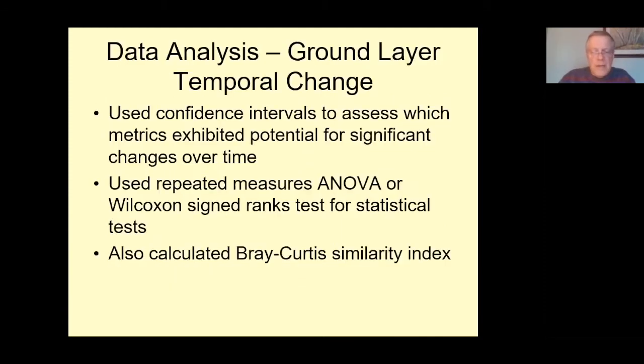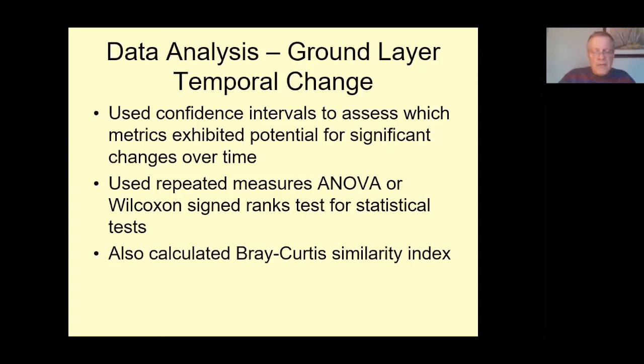For the ground layer, I initially reviewed confidence intervals to determine which parameters may have exhibited significant changes over time, and thus would be candidates for statistical analysis. I then used either repeated measures analysis of variance or the Wilcoxon signed-rank test to test for significant differences.